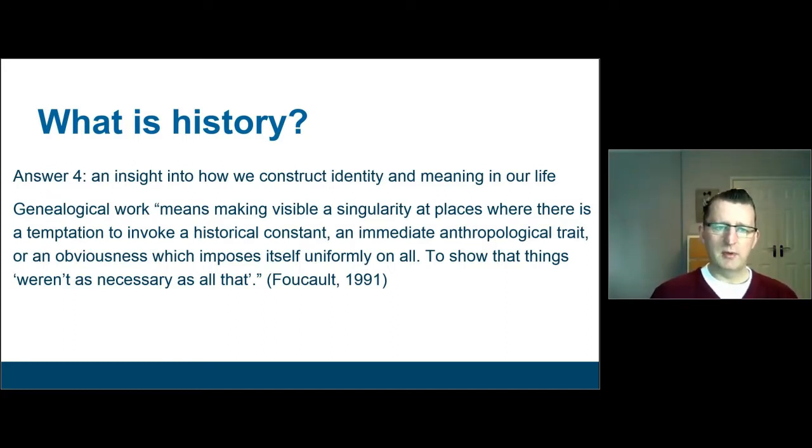So what Foucault talks about when he's constructing history is that he wants to demonstrate that historical work is a means of making visible a singularity at places where there's a temptation to invoke a historical constant. In other words, to demonstrate to us that there's always something very specific going on in a context, that even things which appear to be going on for centuries and are always with us are actually defined by the time that we're studying. So he goes on, this can appear to us as an immediate anthropological trait or an obviousness which imposes itself uniformly on all. But the purpose of history is to show that things weren't as necessary as all that.